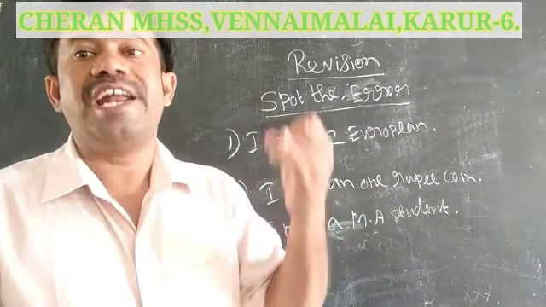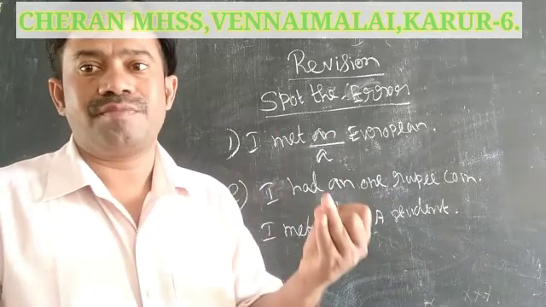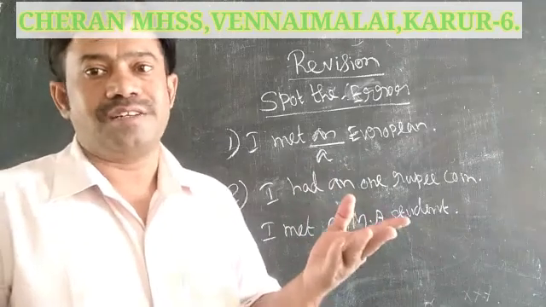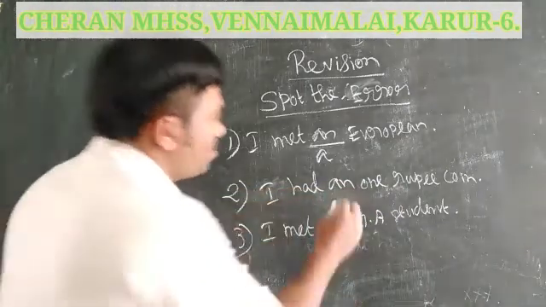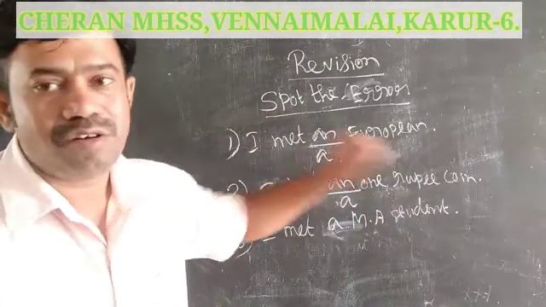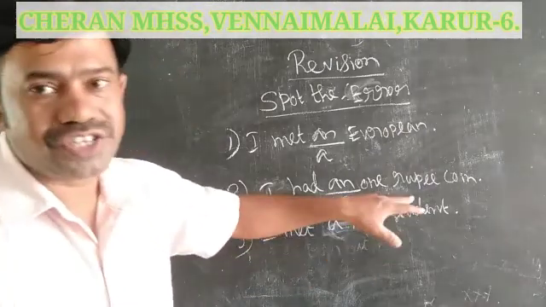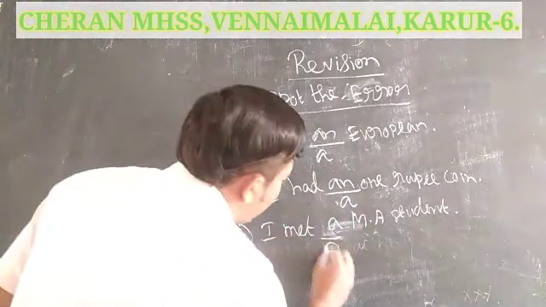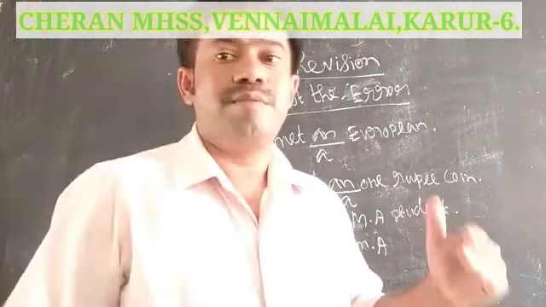But an engineer, an umbrella, an MLA, an MP, like that. Here, "I had a 1 rupee coin." Then, "I met a student." "I met an MA student." MA. Then it is "an MA", you have to write. Like this, spot the error will be asked.